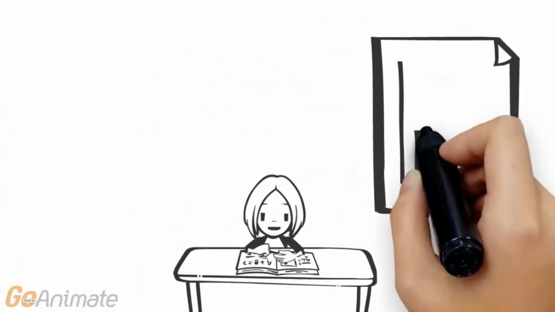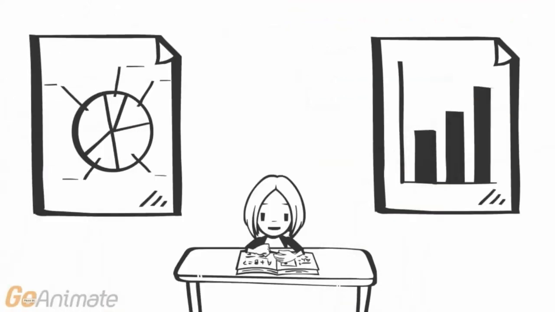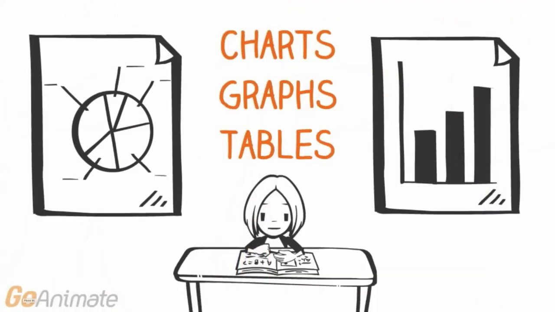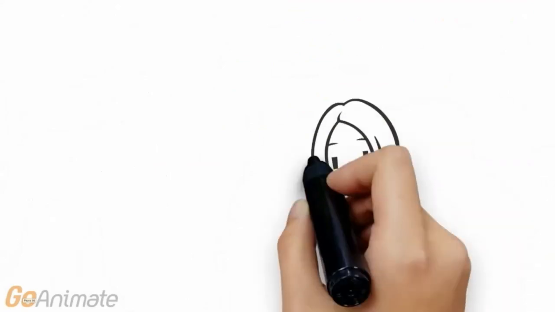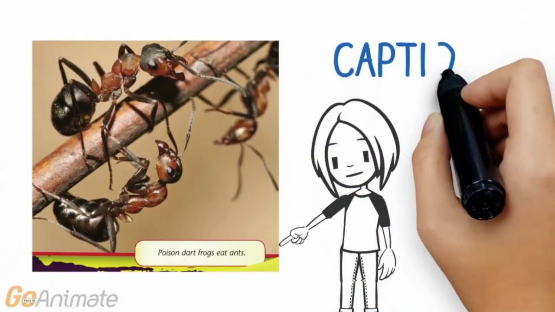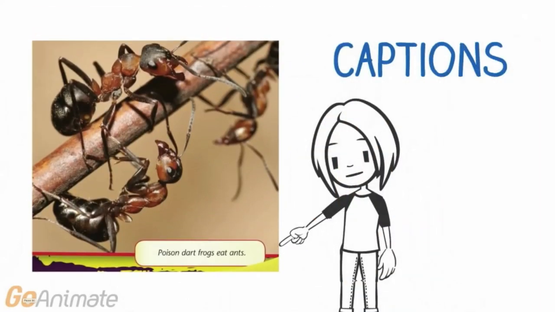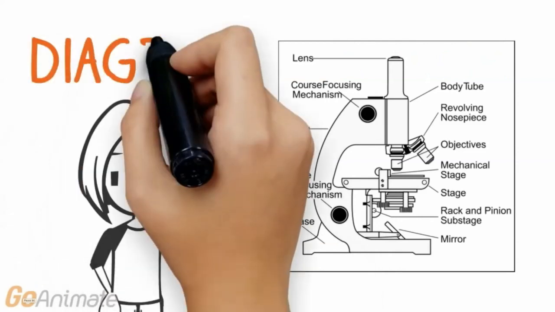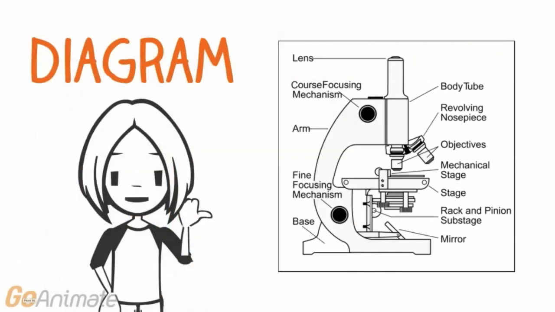Nonfiction materials use lots of tools to share information. Charts, graphs, and tables organize data and statistics to make it easier to read. Photographs and illustrations often have captions underneath them. Captions give more information about the picture. A diagram is a simple drawing that shows the parts of something or how it works. Diagrams have labels that tell you what each part is called.